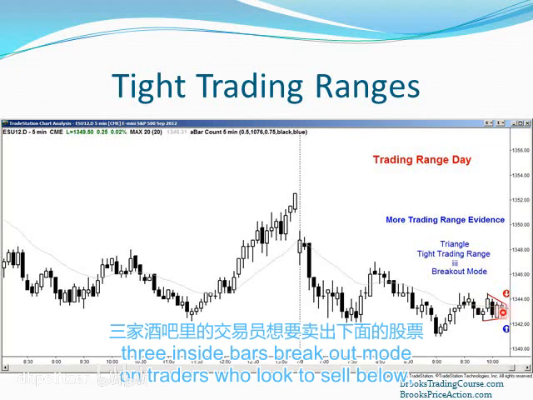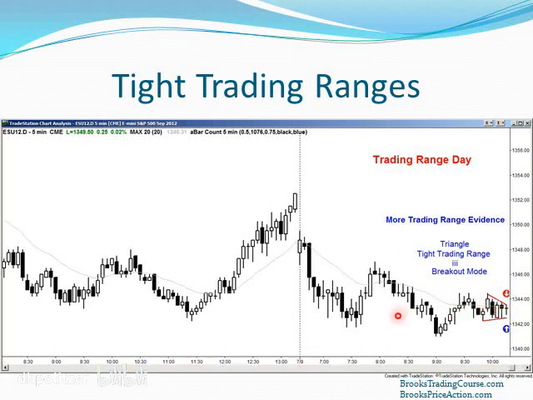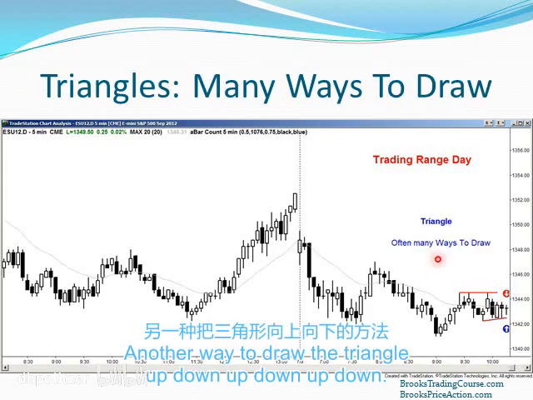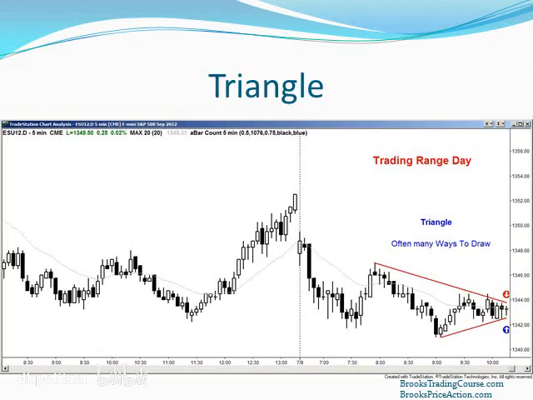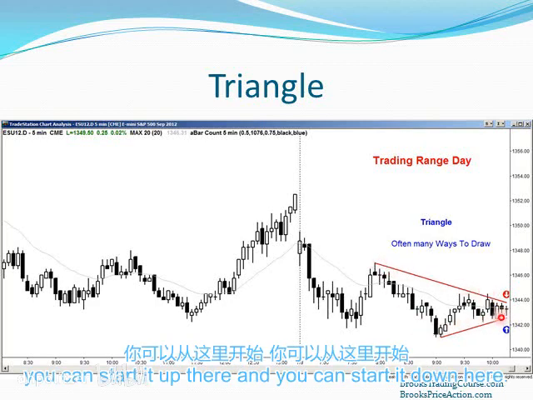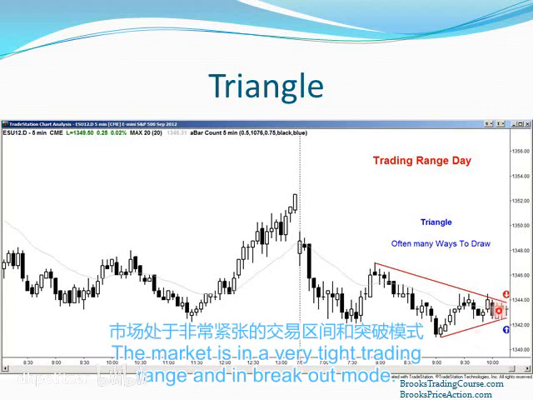III, 3 inside bars, breakout mode. Traders will look to sell below and they'll look to buy above. Again, more evidence of trading range behavior. Another way to draw the triangle, up, down, up, down, up, down. Another way to draw the triangle, you could start it up there, you can start it down here. It doesn't matter how you draw it, you just need to know that the market is in a very tight trading range and in breakout mode.